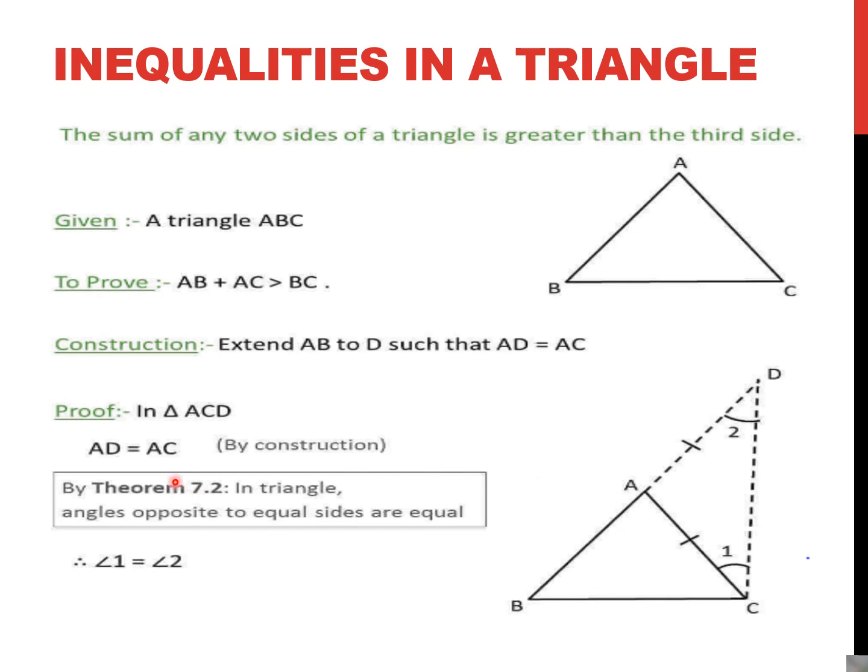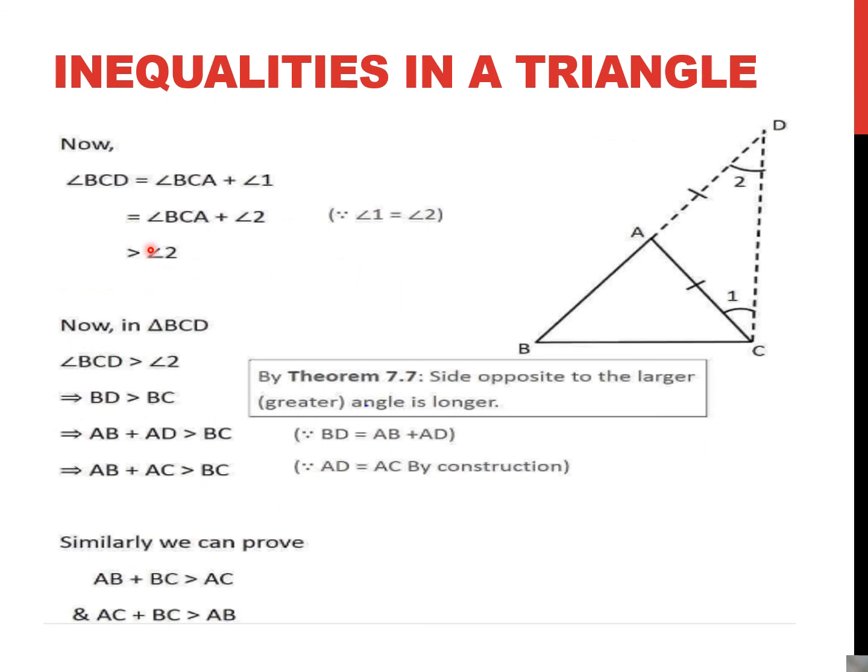So how are we proving? In triangle ACD, we know AD is equal to AC. Okay, so it means it is an isosceles triangle. It means angle 2 is going to be equal to angle 1, right? Let's move forward. Then triangle BCD. Now look at angle BCD. BCD is going to be equal to angle 1 plus angle BCA, right?